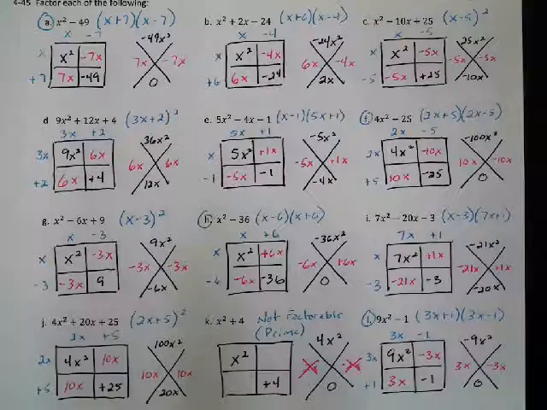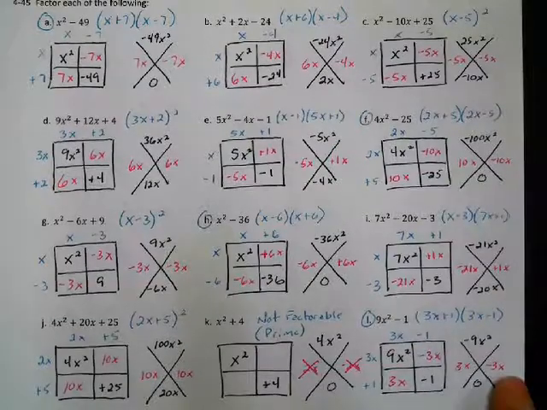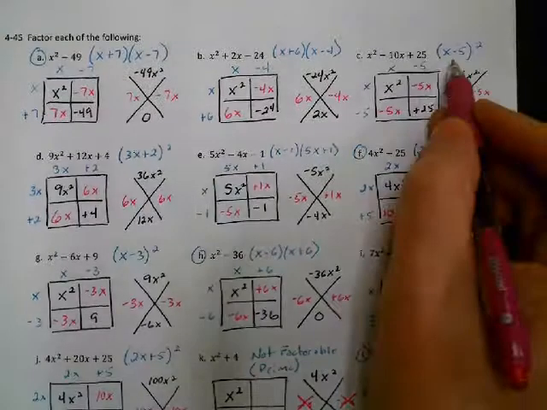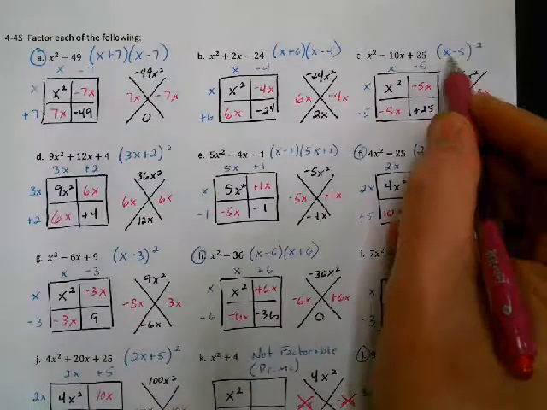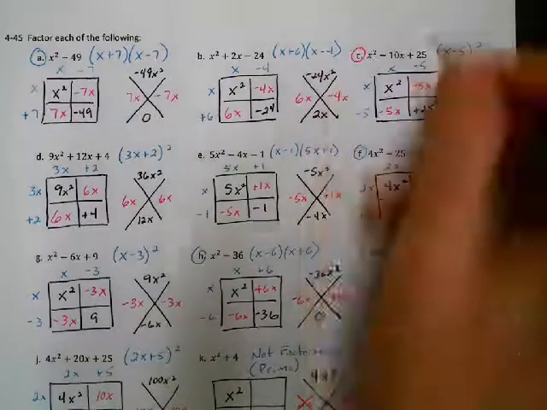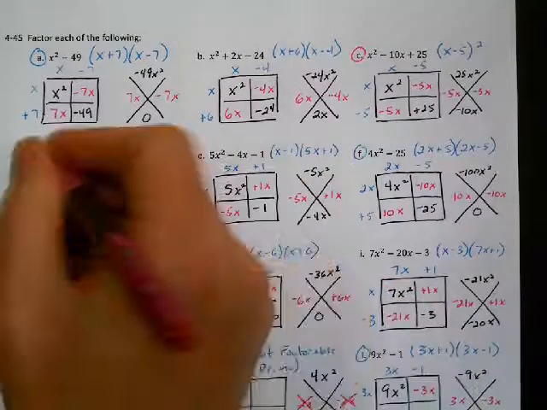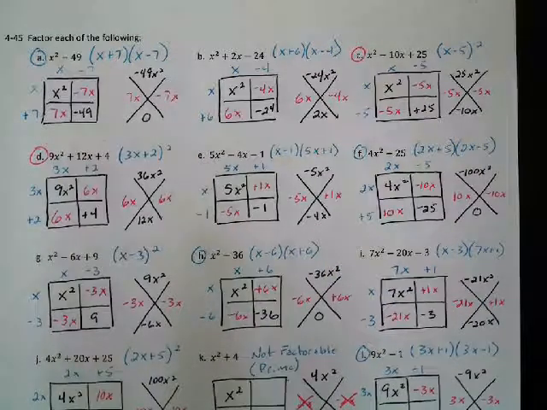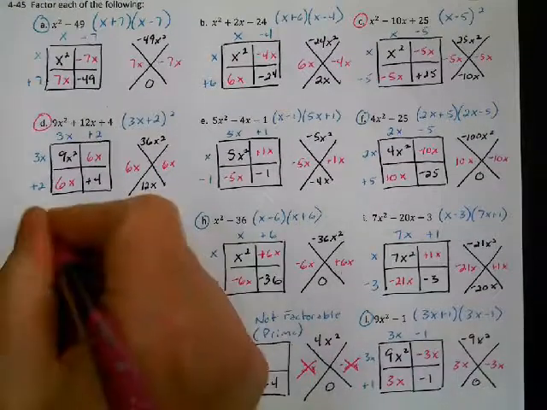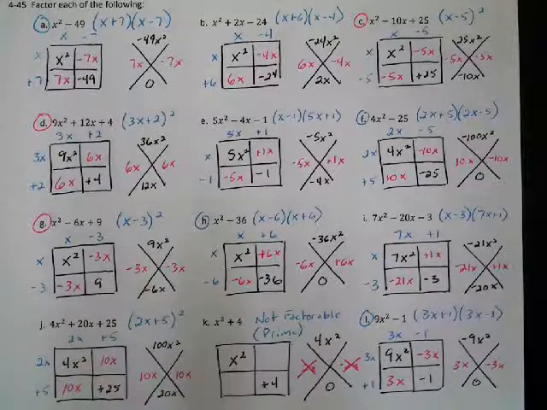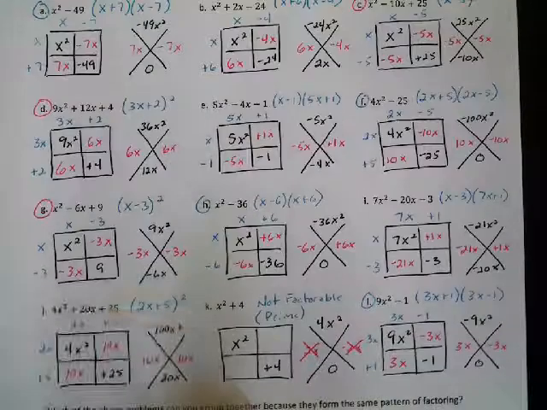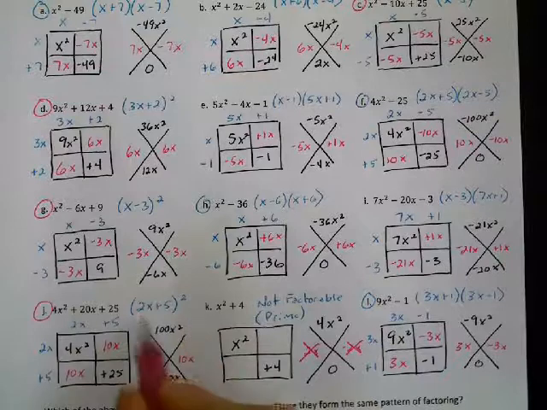Now there was a second pattern out there. The second pattern was when they turned into perfect squares. X minus 5 squared, 3x plus 2 squared. Where's the other one? G was x minus 3 squared. And J was 2x plus 5 squared. So there's a second pattern that we're seeing.